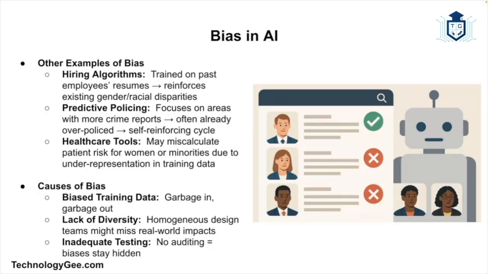Now, what causes these AI biases? Well, the first one is biased training data. So basically, it's garbage in and garbage out. Then there's a lack of diversity in design teams. Homogenous groups may not anticipate real world impacts. And then there's inadequate testing and auditing. If you don't do any checks, there are going to be hidden biases. Now, bias isn't just a bug. It's a mirror of our own societal flaws. And unless we actively address it, AI will just reinforce the same problems.